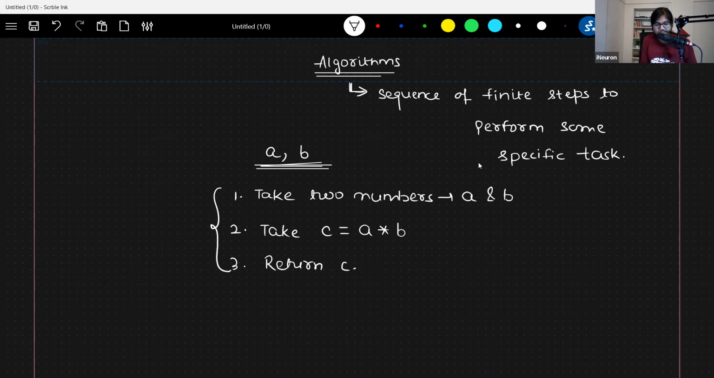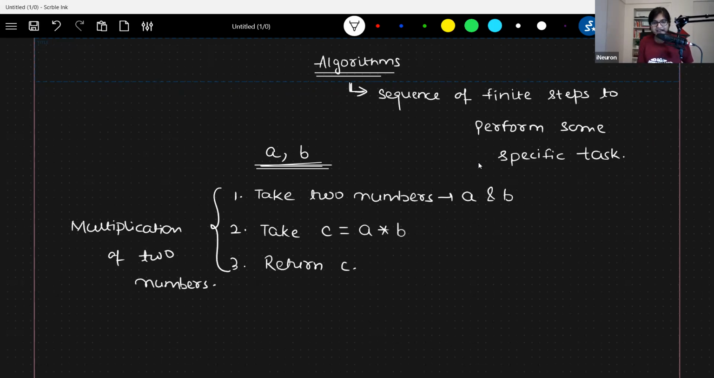Now, if you see, these are some finite steps. Step number one, taking two numbers. Step number two, multiplication of those two numbers. Step number three, returning that variable. So this is something which we call an algorithm. This is what we made as an algorithm. For which task? For multiplying two numbers. Very simple, right?